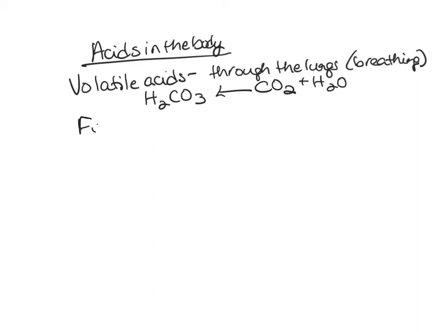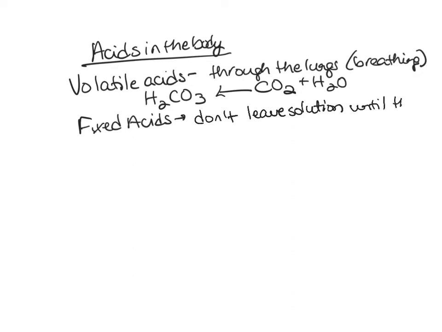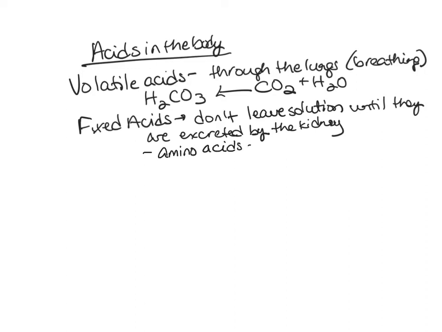There are also fixed acids. Fixed acids don't leave the body, so they don't leave solution until they're excreted by the kidney. These types of acids are generated through the catabolism of amino acids. So when we break down amino acids, these create fixed acids.